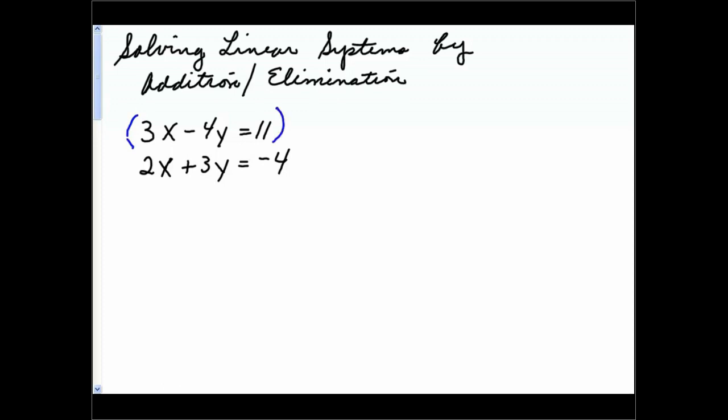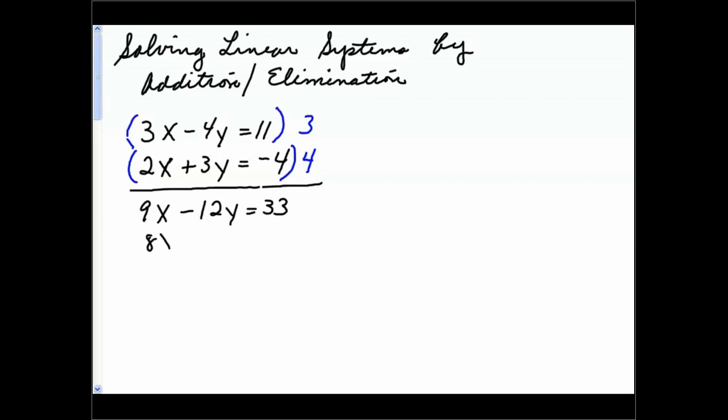So a least common multiple for 4 and 3 is 12. If we multiply the first equation by 3 and the second equation by 4, then the y variable will have opposite coefficients. So the first equation becomes 9x minus 12y equals 33. Then we have 8x plus 12y equals negative 16. Adding these two equations together, we have 17x equals 17. Dividing by 17, we have x equals 1.